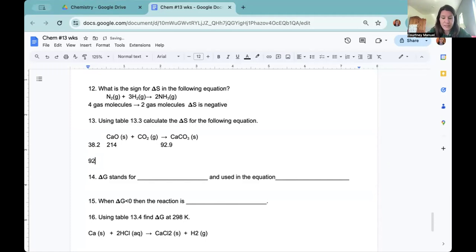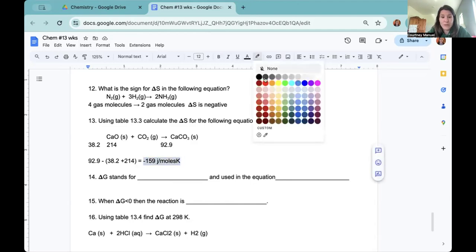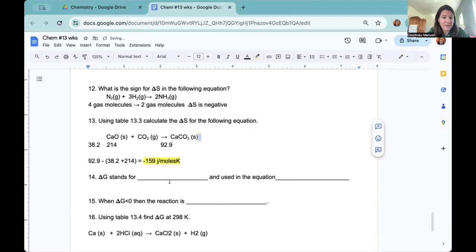So we're going to take our 92.9 and subtract our 38.2 plus our 214. Oops, and this is going to have to be in parentheses, otherwise it's going to get all messed up if you're putting it in your calculator. This is going to give us a negative 159 joules per mole Kelvin. That's all we're looking for, is can you use a table in an equation and find an answer?